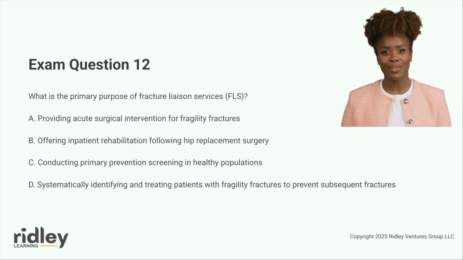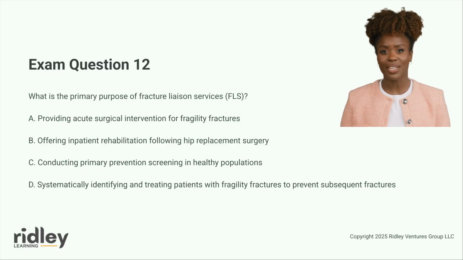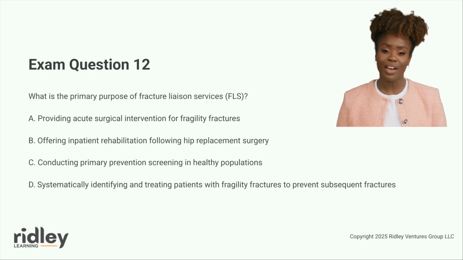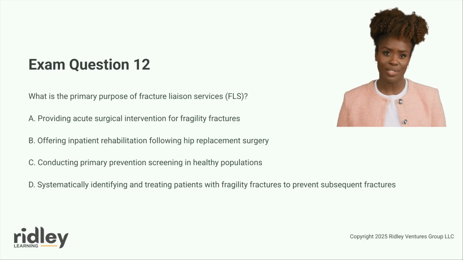Question 12. What is the primary purpose of fracture liaison services? The correct answer is systematically identifying and treating patients with fragility fractures to prevent subsequent fractures. Fracture liaison services represent the leading evidence-based model for systematic secondary fracture prevention. These programs address a critical gap in osteoporosis care known as the treatment gap, wherein the majority of patients who sustain fragility fractures are neither evaluated for osteoporosis nor treated to prevent future fractures.